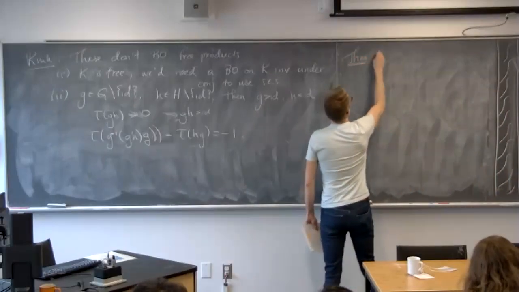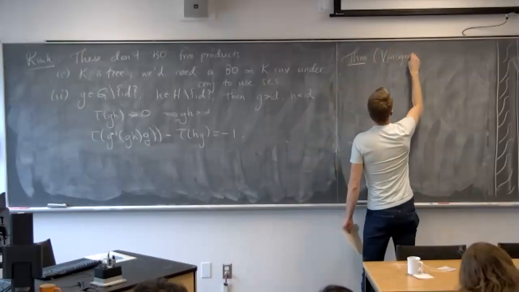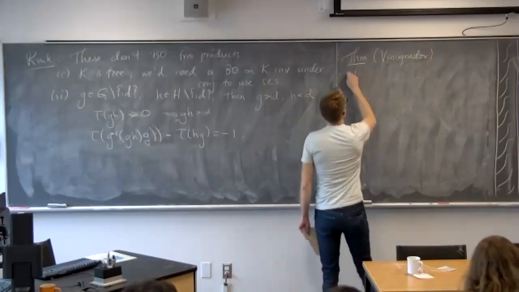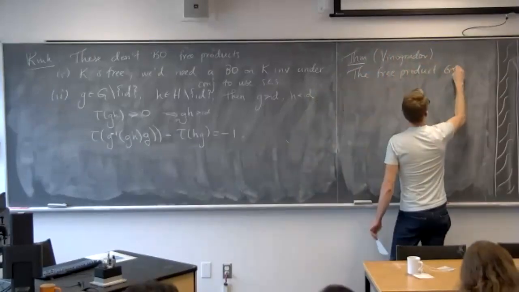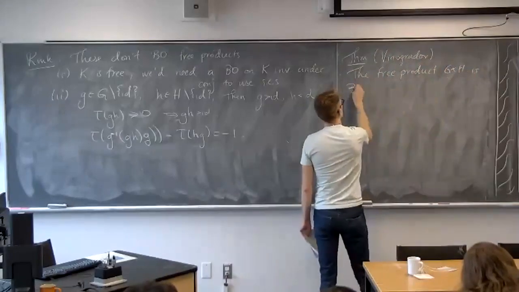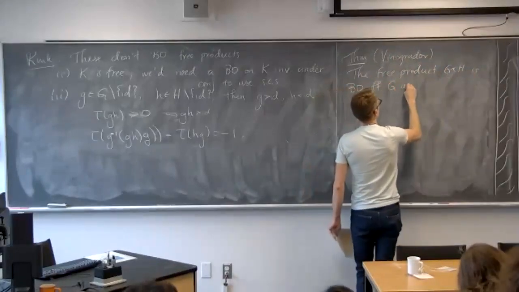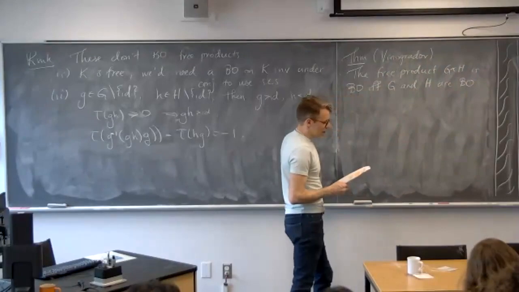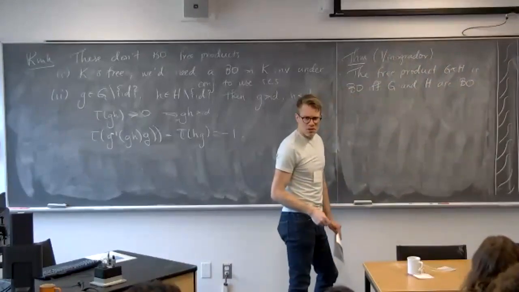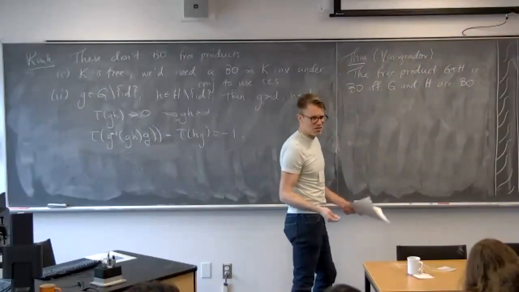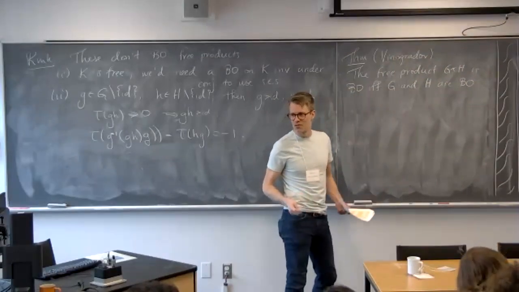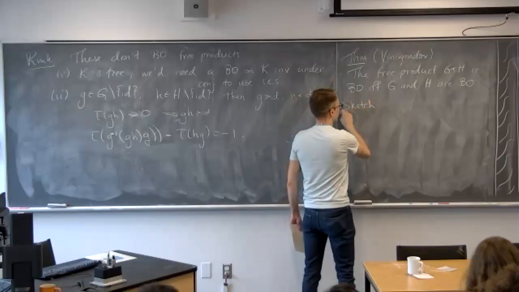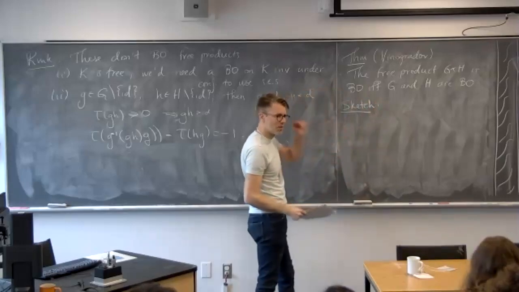So here's the theorem. It's due to Vinogradov, but I believe the proof that I'm about to follow is due to Bergman. So here we go. The free product of G and H is bi-orderable if and only if G and H are bi-orderable. So we're just going to do a sketch of this. What I'm going to do is build all of the pieces and then say it works, and you can check it if you are so inclined. So I'll just say this is a sketch. I guess a lot of what I'm doing is sketching, but here we go.